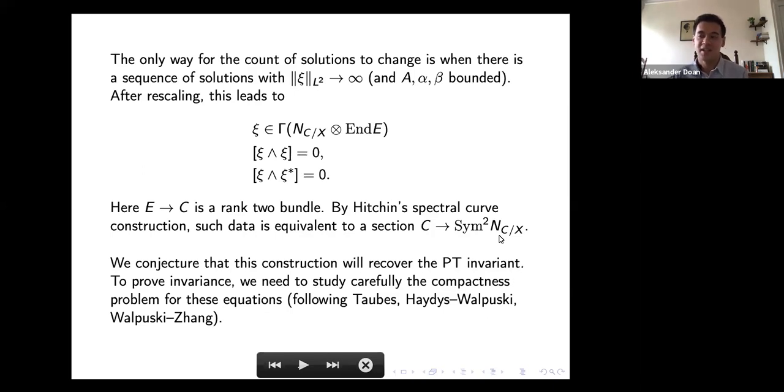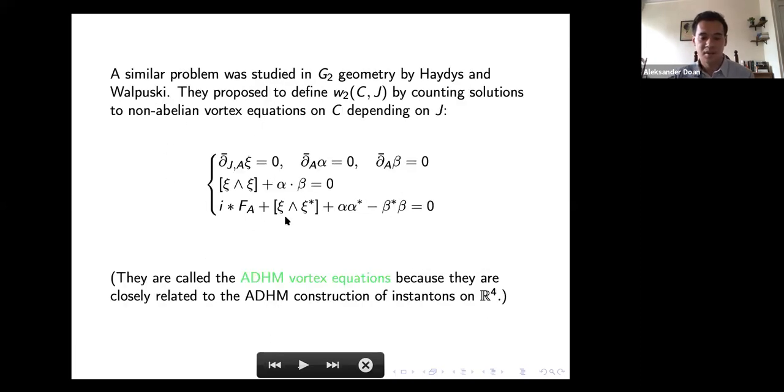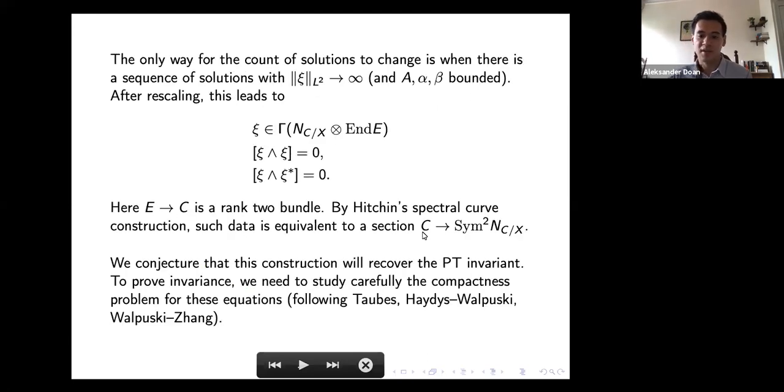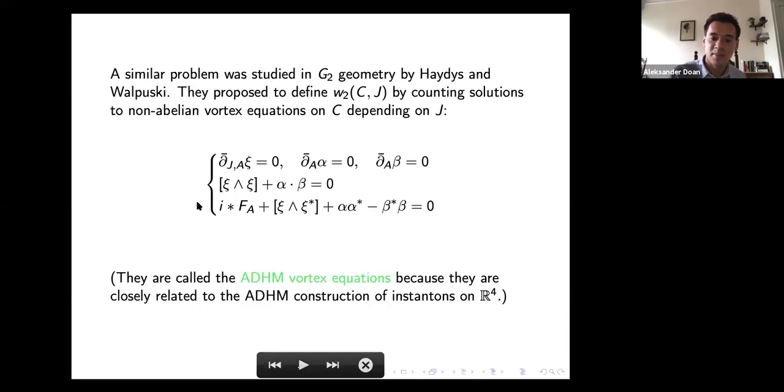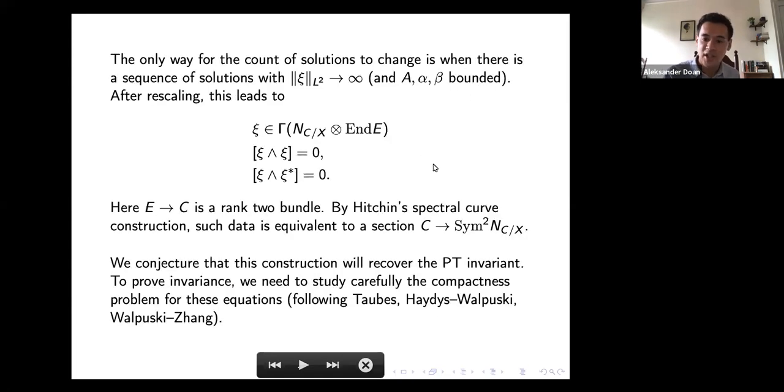So this is a very imprecise argument why, looking at these equations, if you lost compactness for these equations, you would expect to have a section of the symmetric product. So there is a precise conjecture to be made, that if you fix a Riemann surface C and you study the moduli space of these equations, for a generic J, you should be able to count them. But at certain J's, and these are exactly the J's for which there exists a section of the symmetric product, the number of solutions would change.